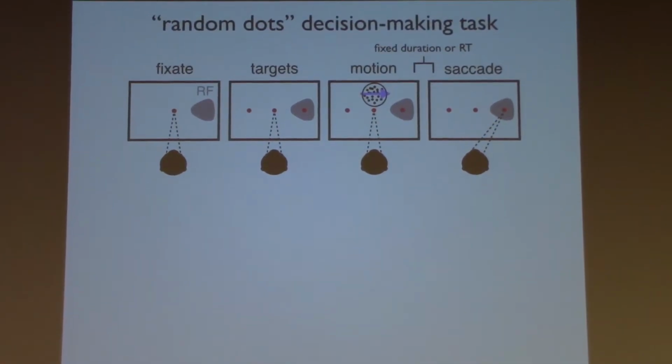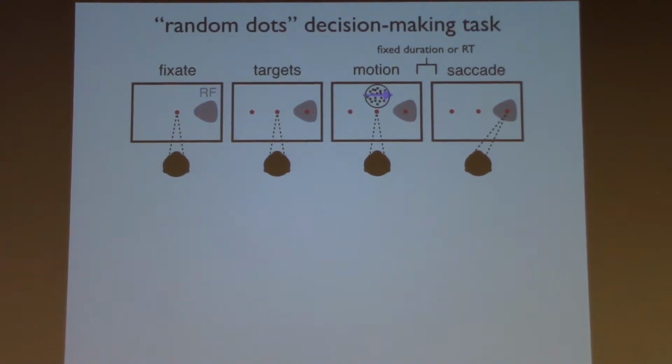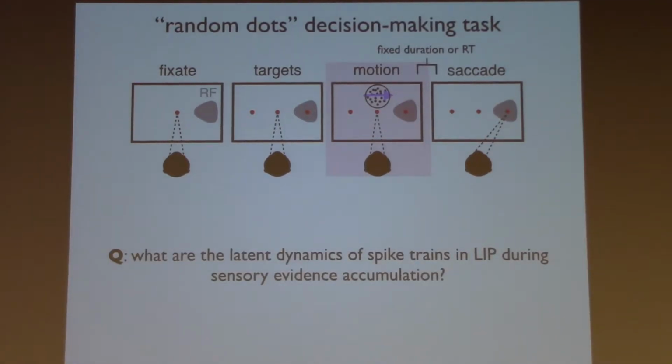And there are a couple different versions of this task. One where the animal is allowed to report its decision as soon as he makes it, called the reaction time version, and another called the fixed duration version where the animal has to wait for a go cue. All right, so everything I talk about is data during this motion presentation period, before the animal initiated its eye movement. And the question we're going to focus on today is, what are the latent dynamics of spike trains in LIP during this sensory evidence accumulation period?